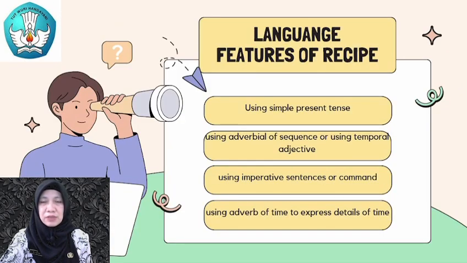Language features of a recipe: first, using simple present. Second, using adverbial of sequence or using temporal adjective. Third, using imperative sentences or commands. And fourth, using adverbs of time to express the sequence of time.